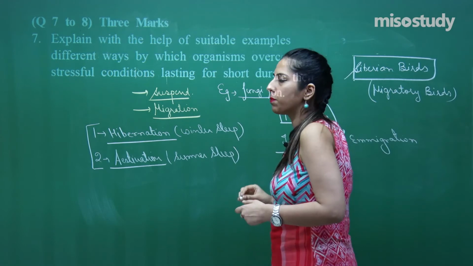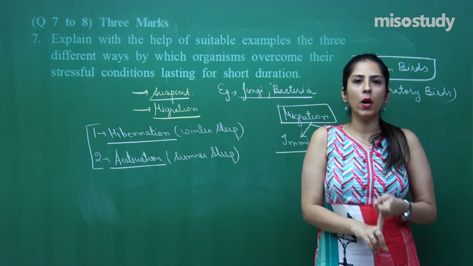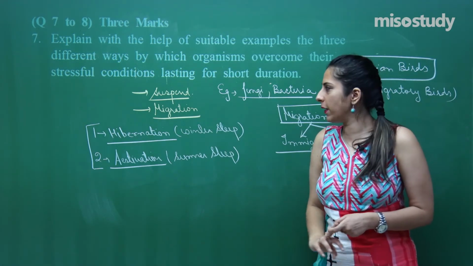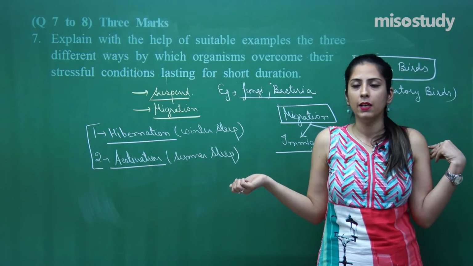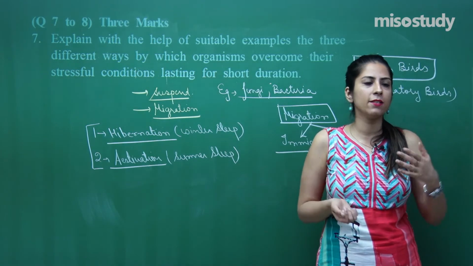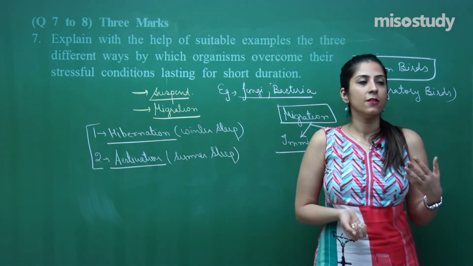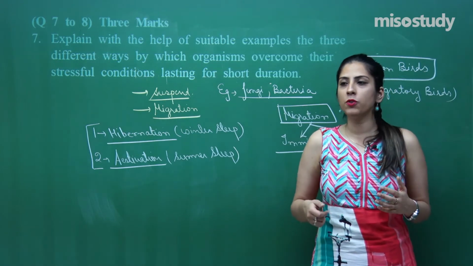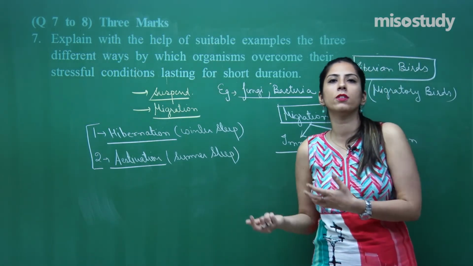So what you have to explain in this? Basically 2 procedures you have to explain. One is suspend and the second is migration. In suspend, you can take an example: some can undergo the diapause condition, like we have discussed. Some undergo migration, like they move from one place to another. Some show a different kind of adaptation, they go for a winter sleep or a summer sleep.